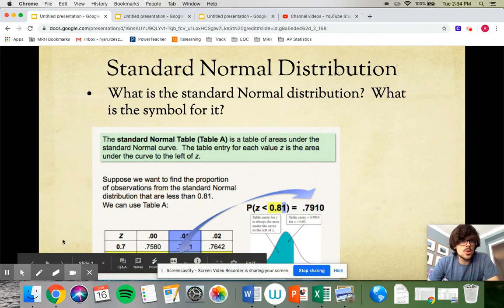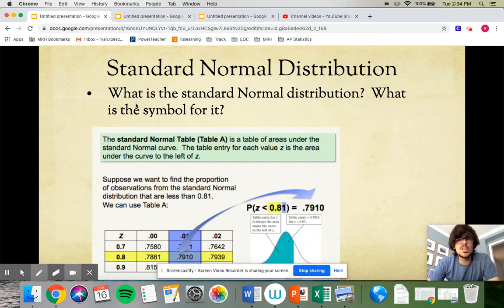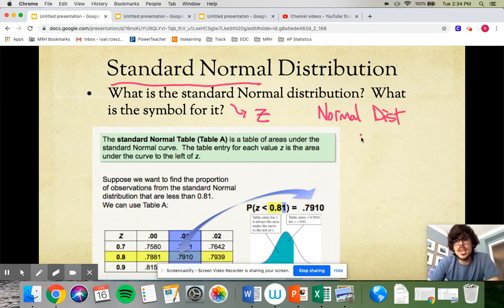All right, so first off, when we talk about the normal distribution, we will distinguish between just a normal distribution and the standard normal distribution. So the standard normal distribution has the symbol z. So we use z for standard normal, and it's a normal distribution with a mean of 0 and a standard deviation of 1.